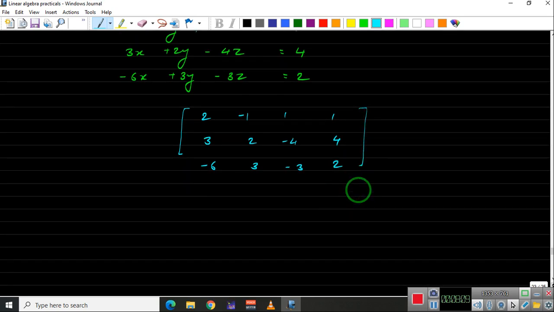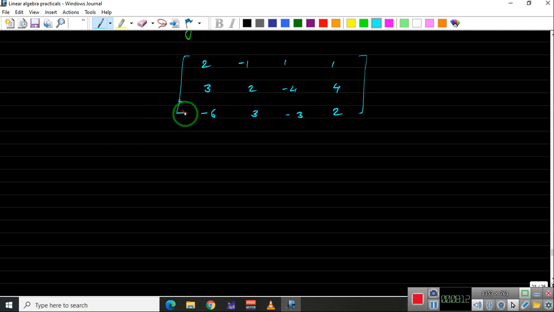Convert this matrix into row echelon form. Again, it depends on you which operations you use and in what order. First make this 0, make this 0, make this 0. So R2 changes to R2 plus 2 times R1, and R3 changes to R3 plus 3 times R1.